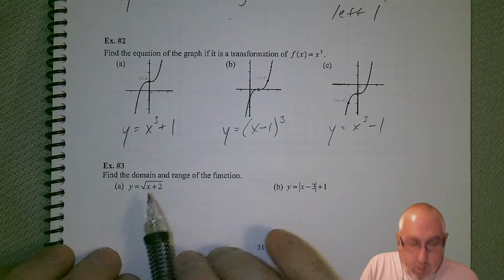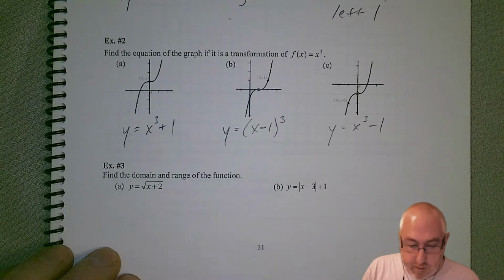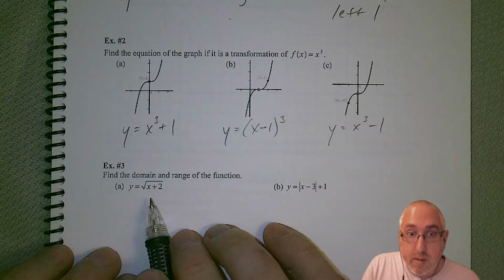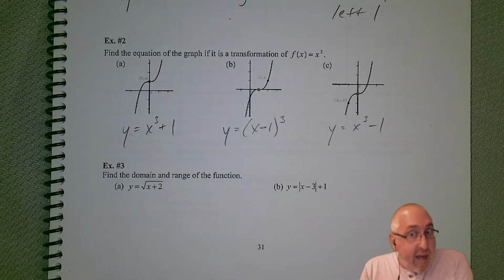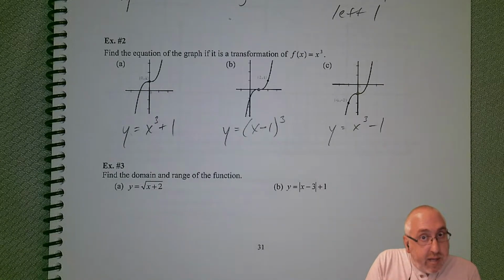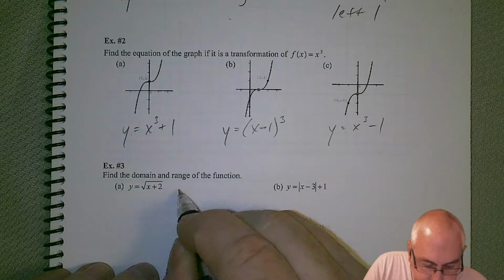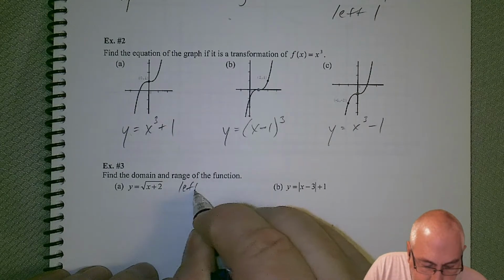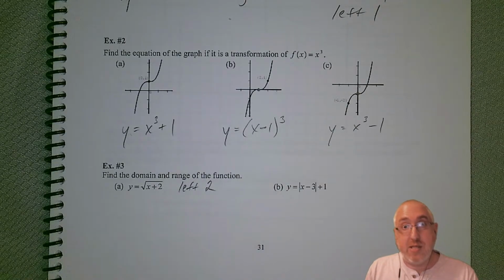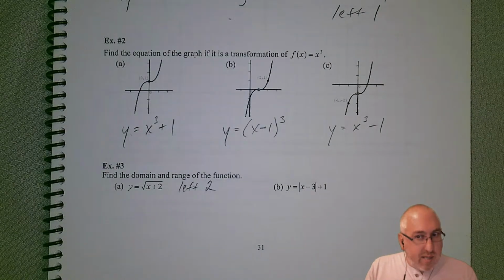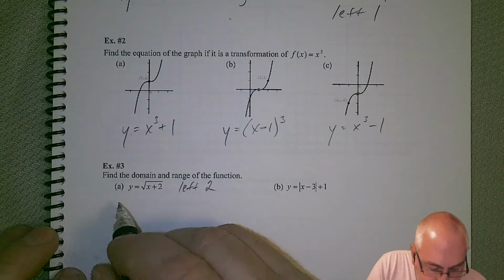So what's happened to this graph? What's happened to this function? What's that +2 do? Is it on the end, or is it affecting the x? And hopefully you're saying it's affecting the x. And because it's a +2, that means it's to the left. So what does that mean about the domain and range?